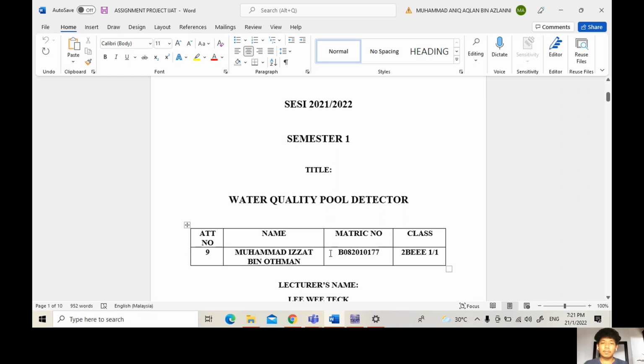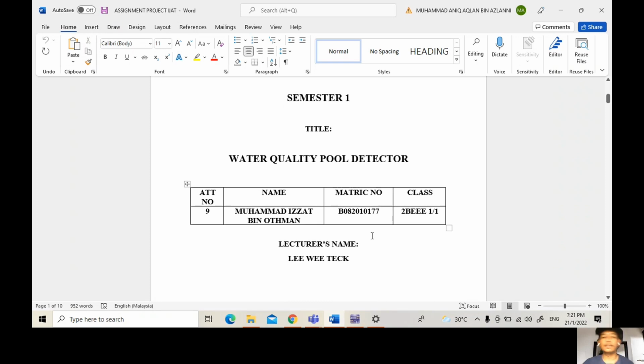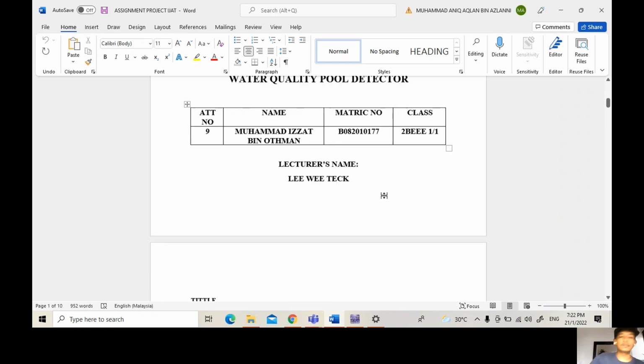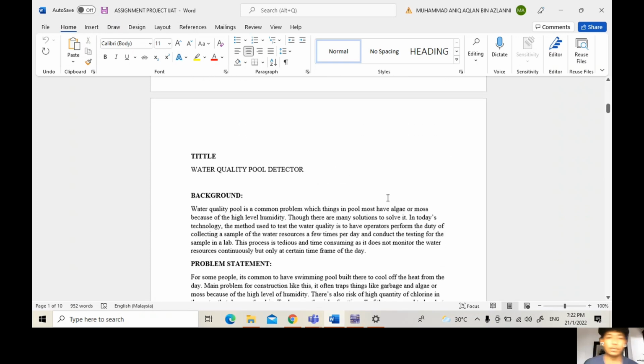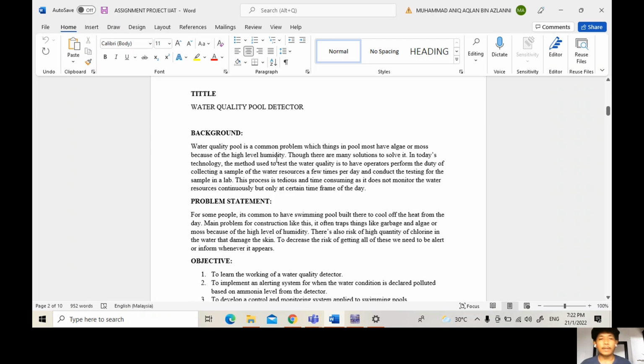Entry number B0820101177 from class 2BEE1/1. So my lecturer name is BWTech. So we go to the background project.